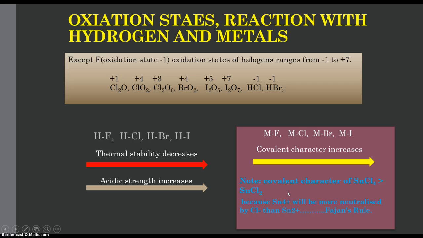As we know, the higher the charge of the cation, the higher will be the neutralization between the cation and anion, and the higher will be the covalent character of the compound. So obviously Sn4 plus will be more neutralized by Cl minus than Sn2 plus. This is obvious, right? Sn4 plus will be more neutralized by Cl minus than Sn2 plus, and that's why SnCl4 will possess higher covalent character than SnCl2.